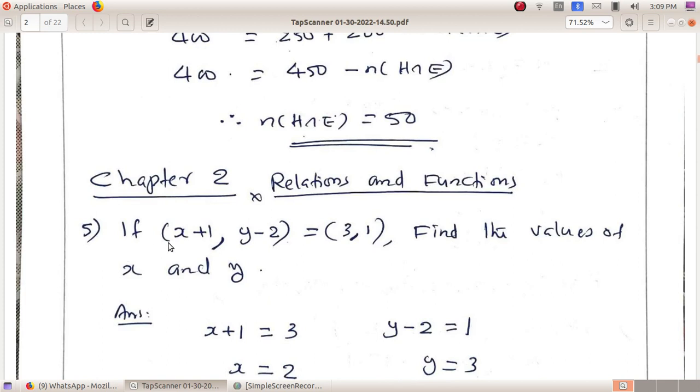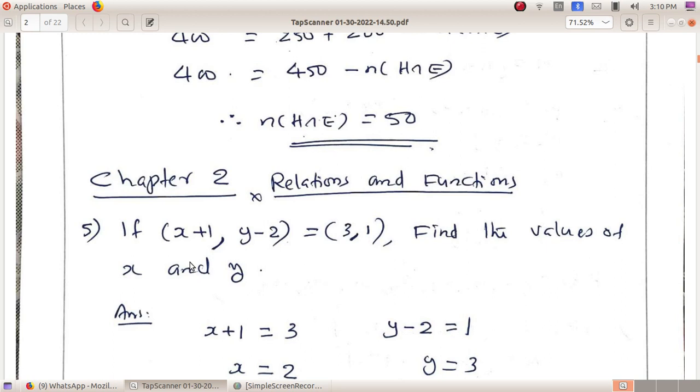See the question, if (x plus 1, y minus 2) equals (3, 1). See, there are two elements here, x plus 1 comma y minus 2, and here 3 comma 1. See the comma here, comma here. So instead of x plus 1, there is 3. Similarly, instead of y minus 2, there is 1.